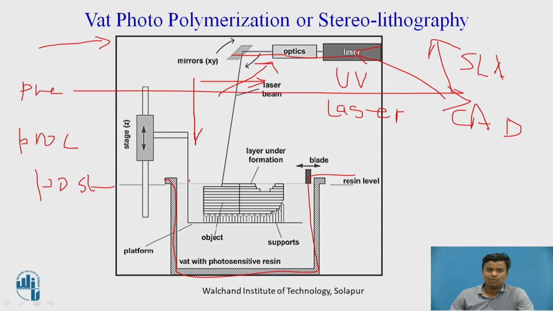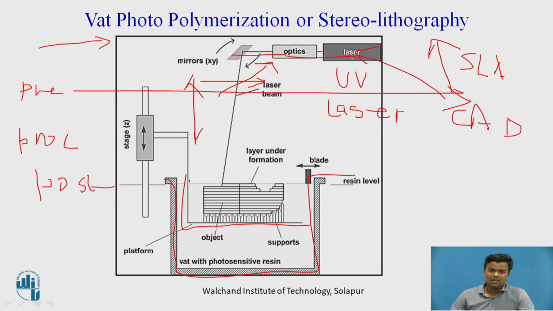The Z, that is up and down movement, will be provided for the build-up platform. Where is your build-up platform? This one. This is your build-up platform. The build-up platform can move in the up and down direction by one layer thickness. Why one layer thickness? I will tell you in the upcoming explanation.